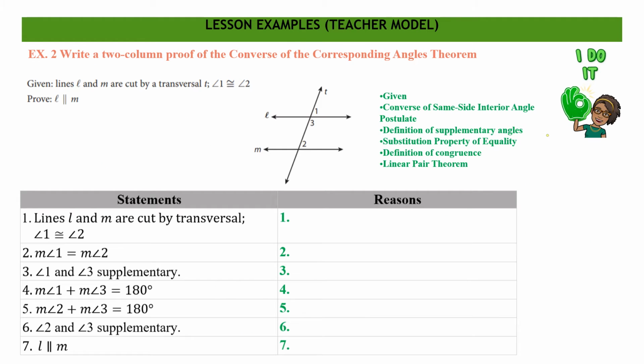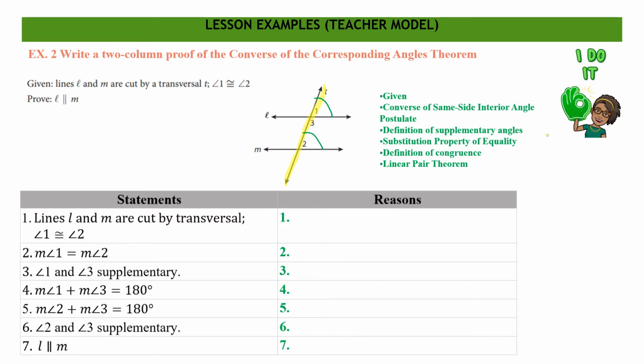All right, so let's look at example 2. As you can see, example 2 is a proof, and it says write a 2-column proof of the converse of the corresponding angles theorem. So here they give us that lines M and N are cut by a transversal T. So we have, let's go ahead and highlight transversal T is here. And they give us the information that angle 1 and angle 2 are in fact congruent. They want us to prove that lines L and M are in fact parallel.